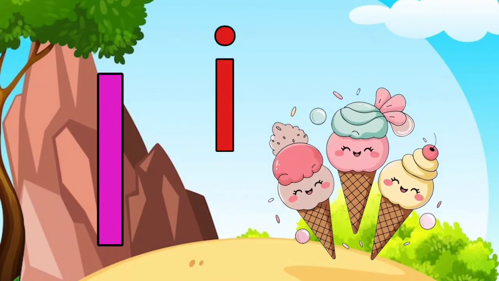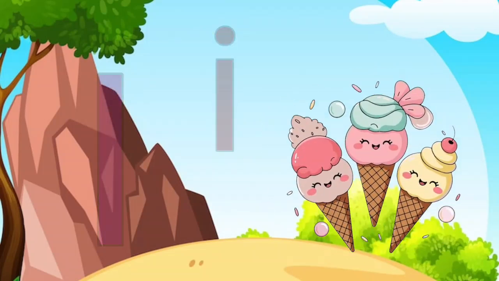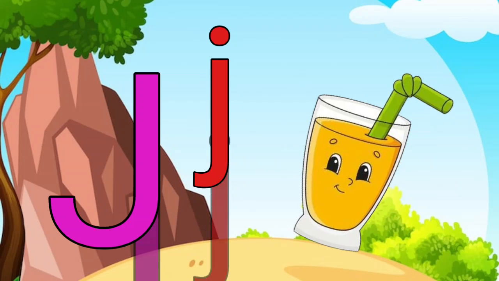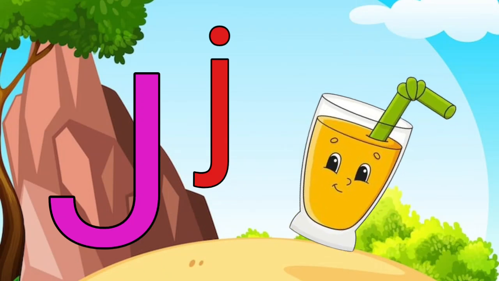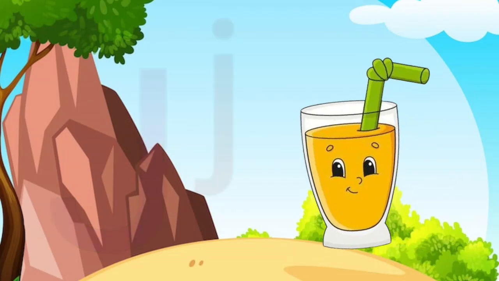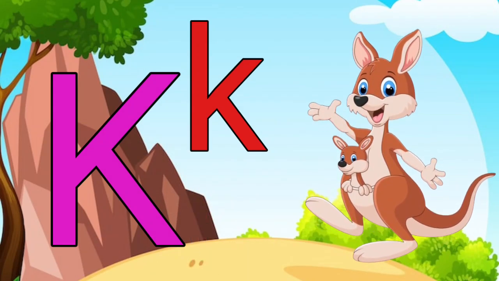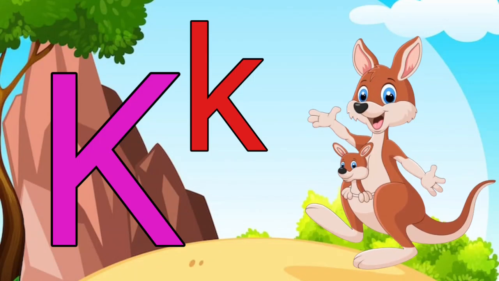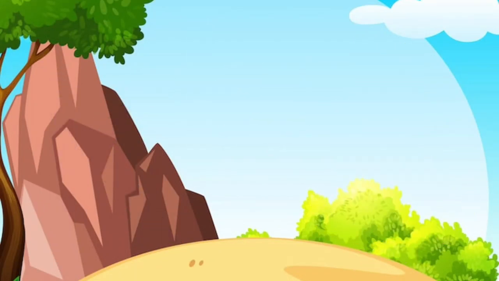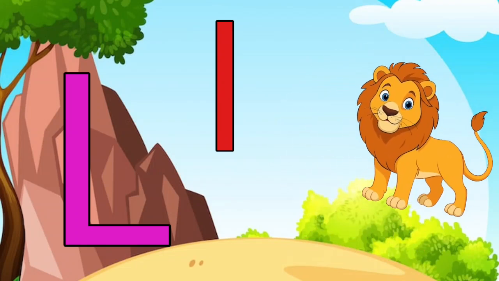I. I for ice cream. J. J for juice. K. K for kangaroo. L. L for lion.